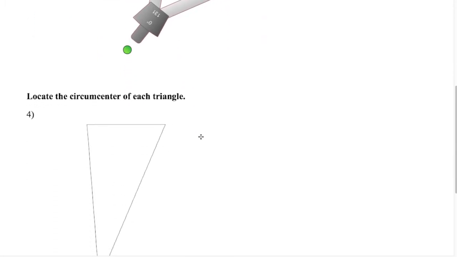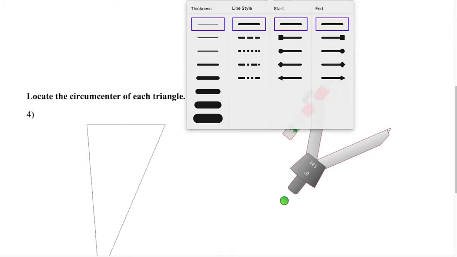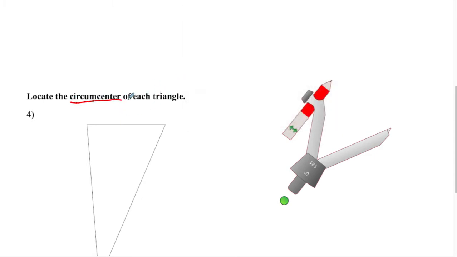On to number 4, circumcenter. Circumcenter means perpendicular bisectors. So if you need to write that, you can say this is perpendicular bisectors. So let's write this. Whenever you see circumcenter, that's perpendicular bisector.